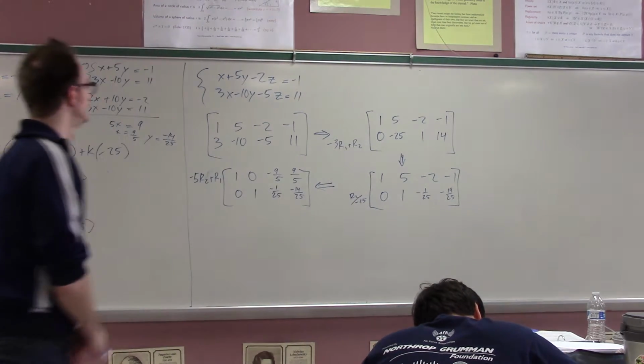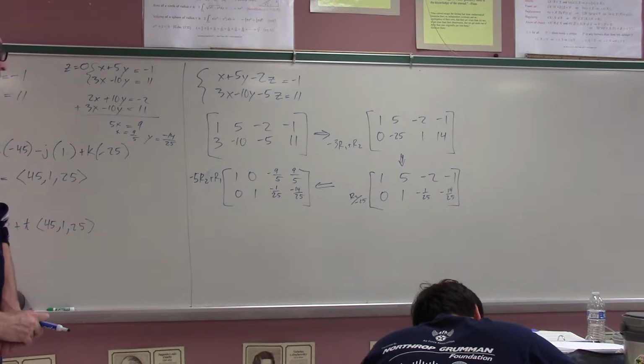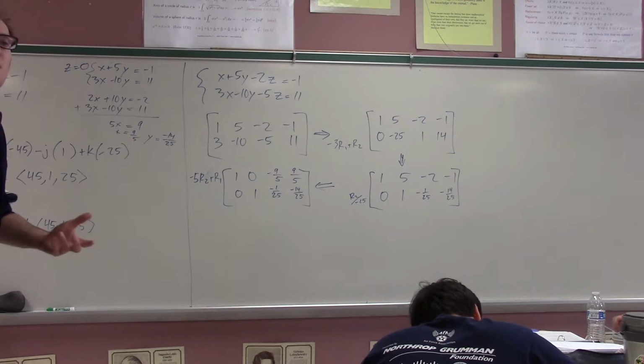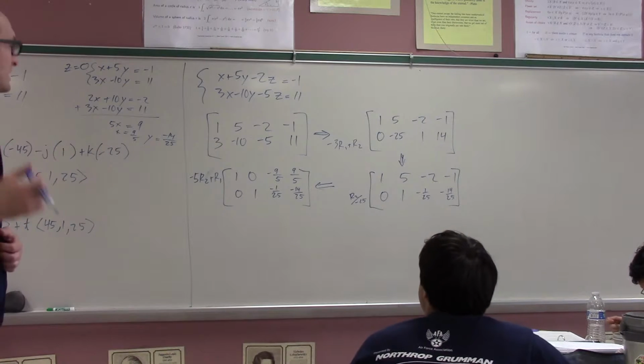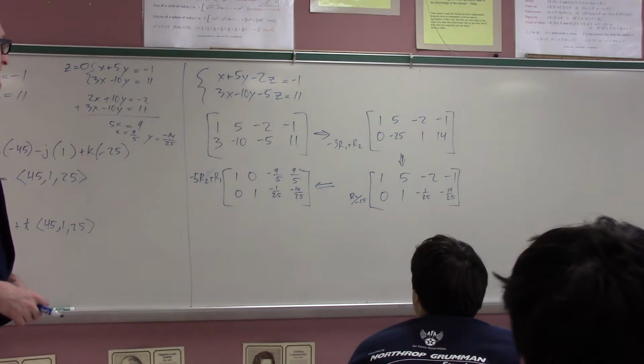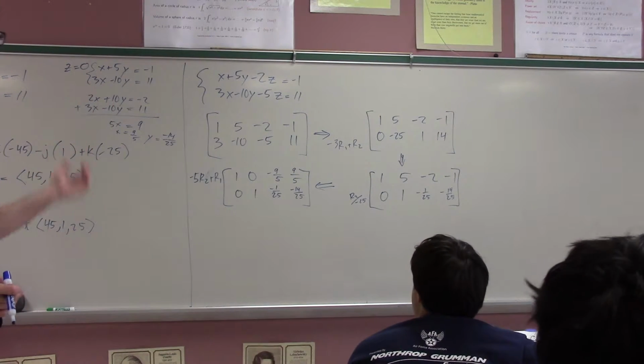Okay, is that what you got? Yes. Okay, and now we're sort of done. There's no more that we can do to this. Now we've done the full Gauss-Jordan elimination. Okay, what does all this mean?